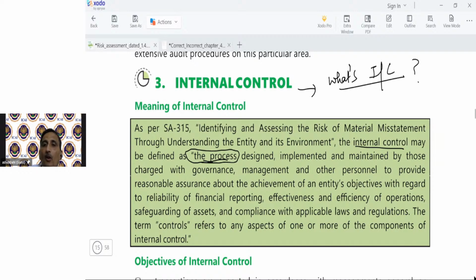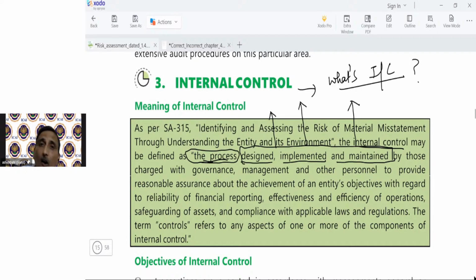It is the process designed, implemented, and maintained. It means designed by the management: designing it, forming it, conceptualizing it, and it is also implemented by the management and maintained. That regular maintenance is about whether operations are being carried out according to internal control or not. All these things, whether the system is operating effectively or not, whether the controls are operating effectively or not, are the primary responsibility of the management.